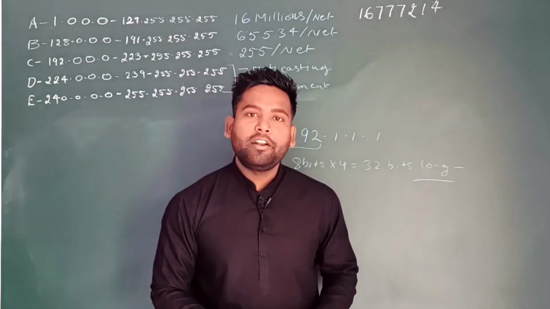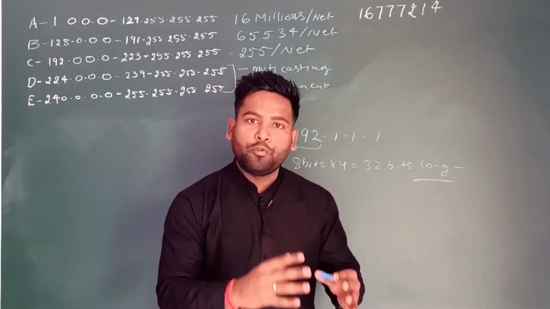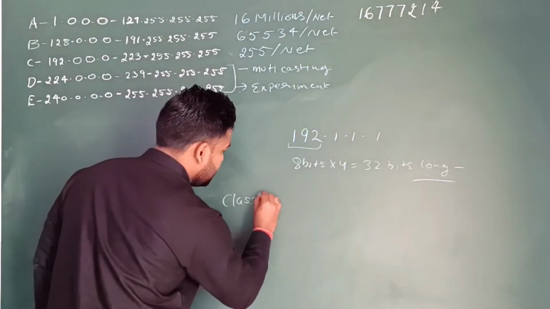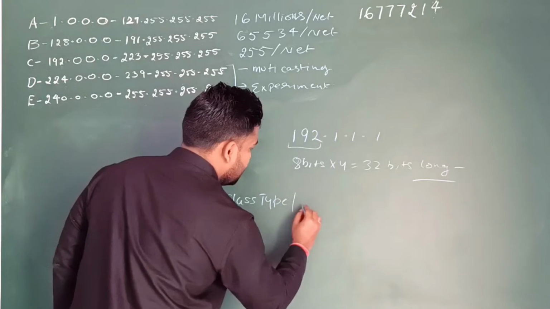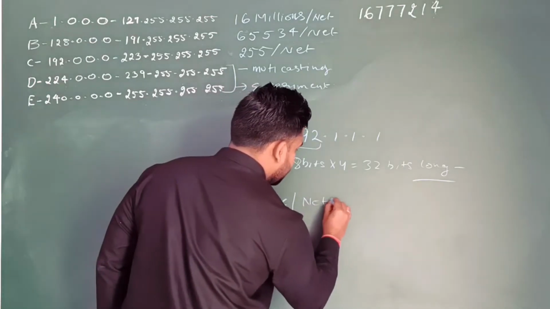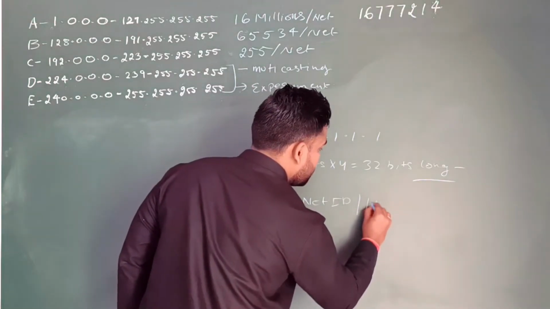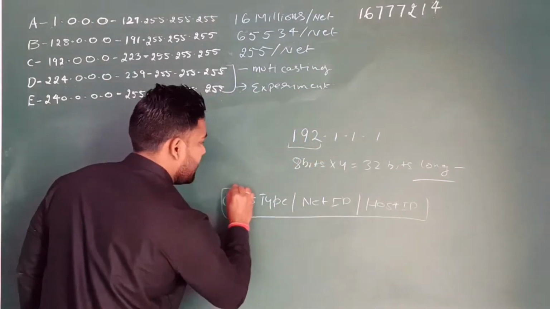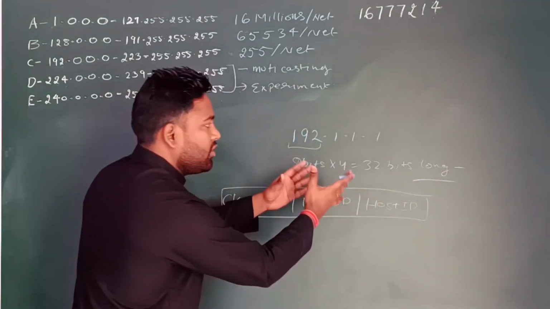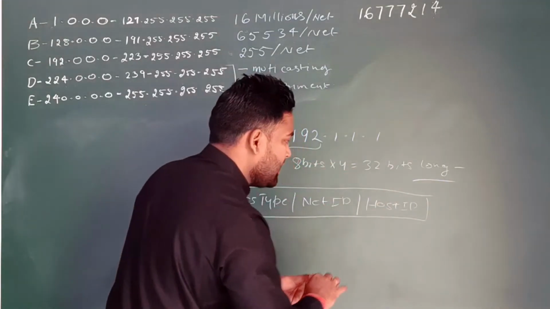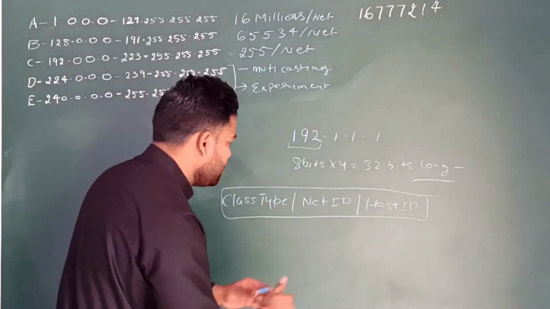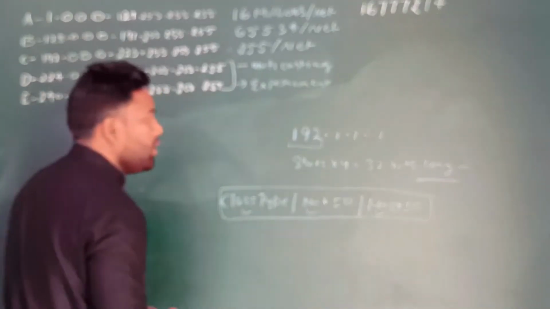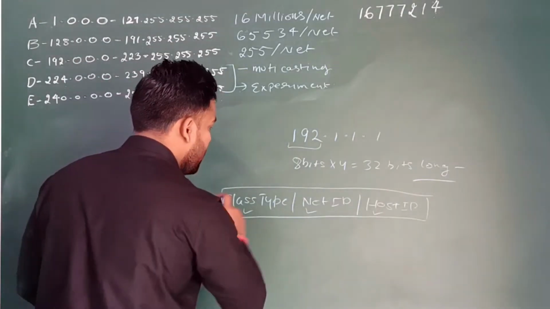Now, an IP address possesses 3 important pieces of information: one is the class type, second is the network ID, and the third one is the host ID. Again, I'm repeating, these 32 bits possess 3 important pieces of information: class type, network ID, and host ID. We're going to see these one by one.